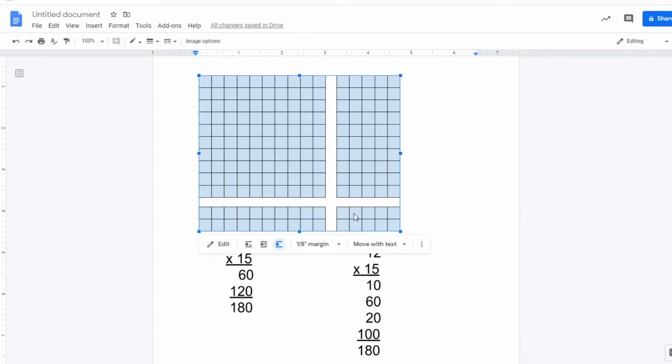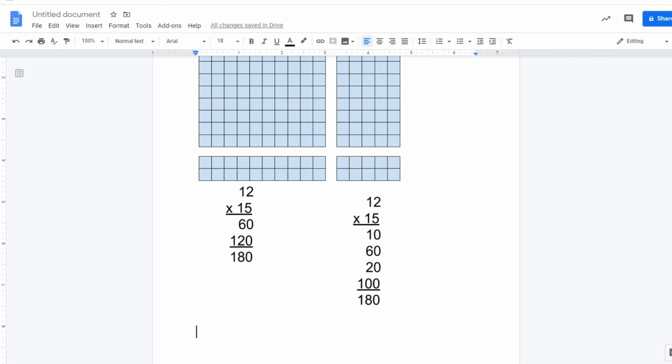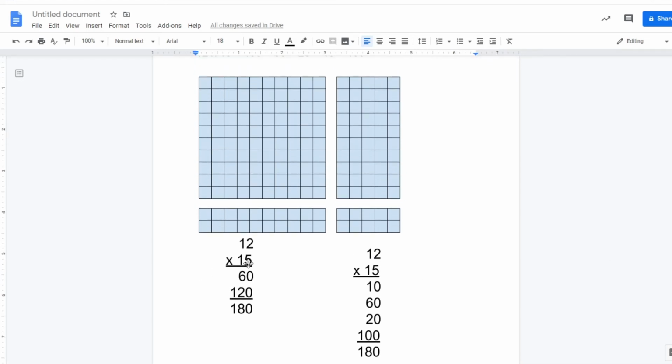This is what we usually use when we multiply. It looks like this, right? So we organize them 12 times 15, and then the standard algorithm is to say 5 times 2 is 10, so we put the 0, carry the 1, and so on and so forth, right? And so that gives you 60.